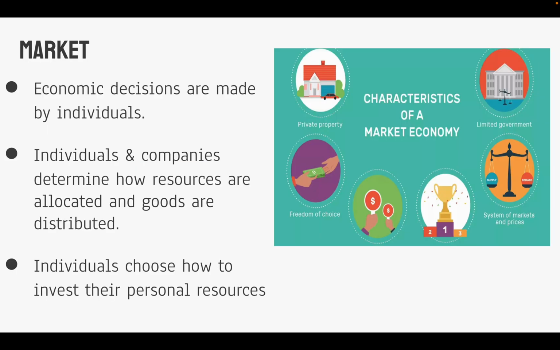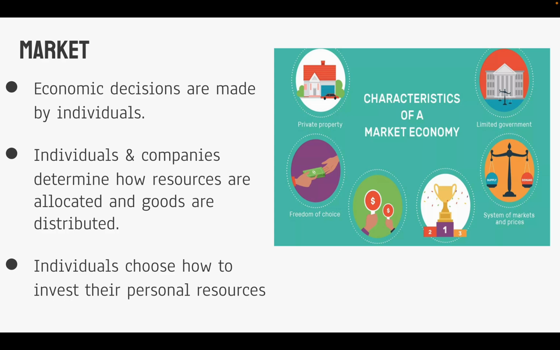And in relation to a market economy, economic decisions are made by individuals. So market economies have individuals and companies determine how resources are allocated. Remember, allocated means how it's laid out or given out, and goods are distributed. Individuals choose how to invest their personal resources. So for instance, the citizens in a market economy are allowed to choose and select where they would like to invest their resources.